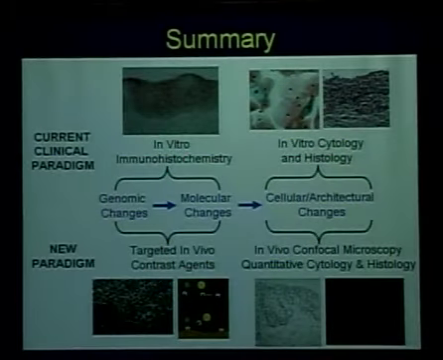So in summary, what we're interested in doing with some of these new techniques is making a transition from the current clinical paradigm, where we can use in vitro cytology and in vitro histology to look at these changes in the cellular morphology and the tissue architecture, but instead be able to do that in vivo using confocal microscopy and to automate the interpretation of that. And instead, now we can only look at these molecular changes in vitro using things like immunohistochemistry or PCR. Instead, we'd like to be able to look at that in vivo using targeted contrast agents.